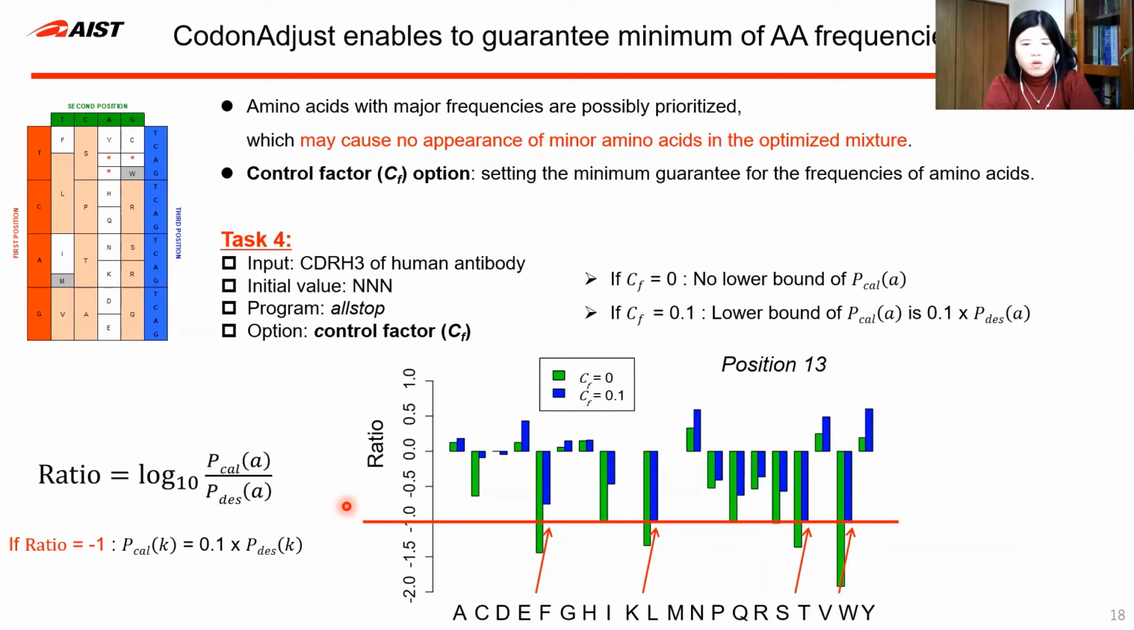With CF0, there are 4 amino acids with frequencies lower than 10% of input. Meanwhile, with CF0.1, all the amino acids was equal or higher than 10% of input. Additionally, we also confirmed that the MSE was almost the same level as the CF0. So overall, the result demonstrates that control factor option is an effective method to automatically control the amount of output.